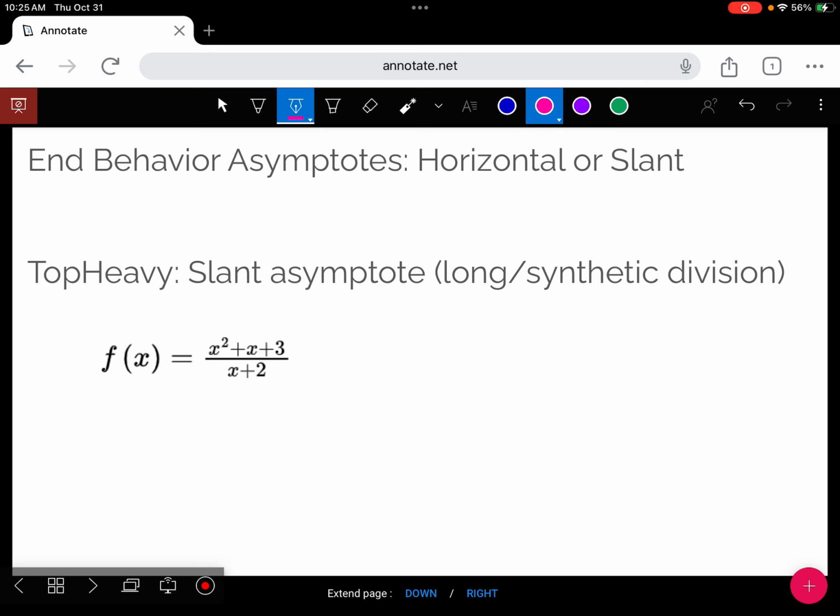For reasons unknown, probably written by man. But what we're going to do is divide the two pieces. I'm going to take my numerator and divide it by my denominator. You can use long division if you prefer it. I recommend synthetic. It's usually shorter and faster.